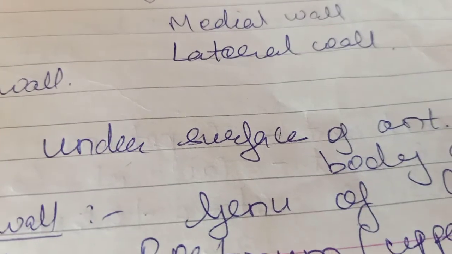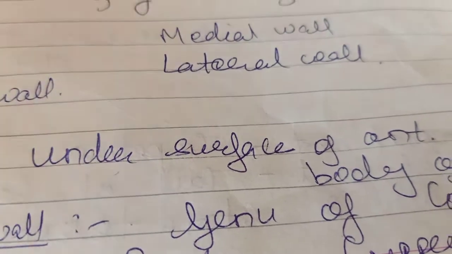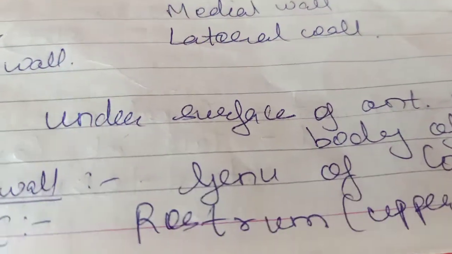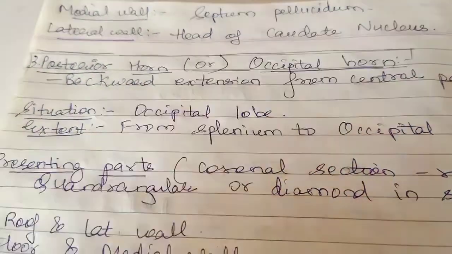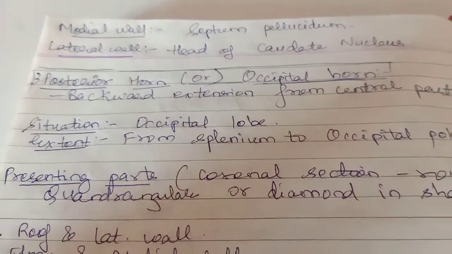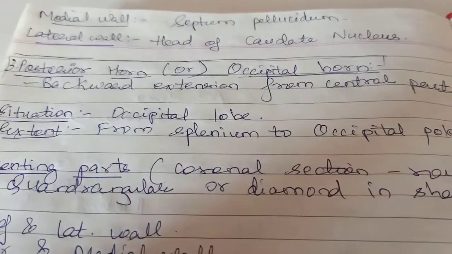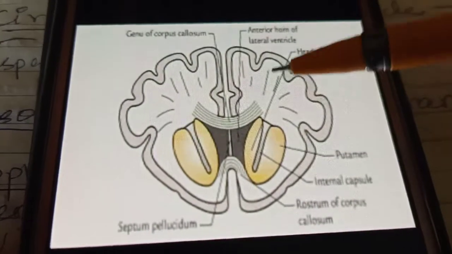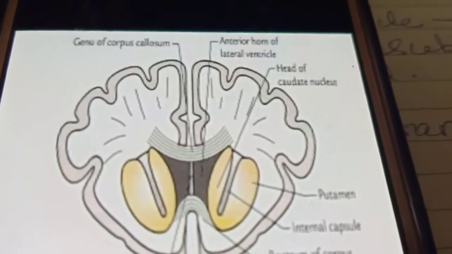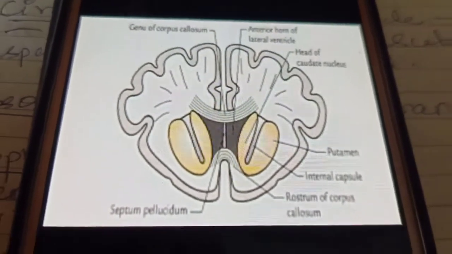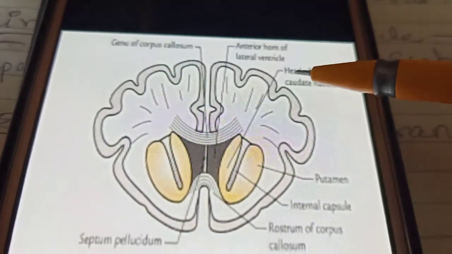Clear? Now we'll proceed further to the medial wall and the lateral wall of the anterior horn. If we see here, the medial wall is formed by the septum pellucidum, and the lateral wall is formed by the head of the caudate nucleus. You can see in the diagram, the medial wall is formed by the septum pellucidum, as it was seen in the body of the lateral ventricle, and the lateral wall is formed by the head of the caudate nucleus.